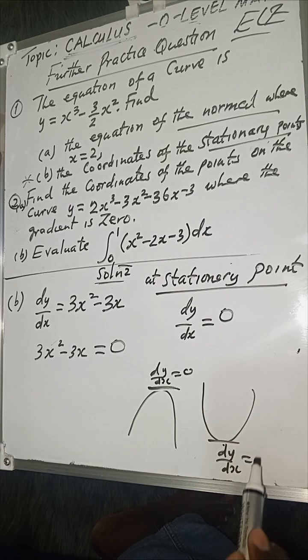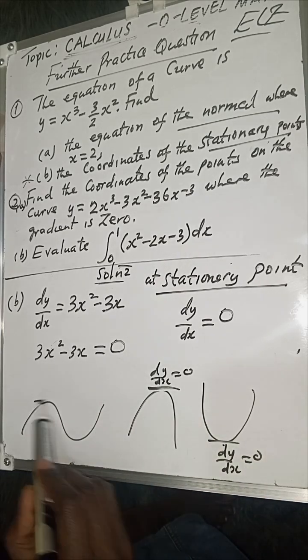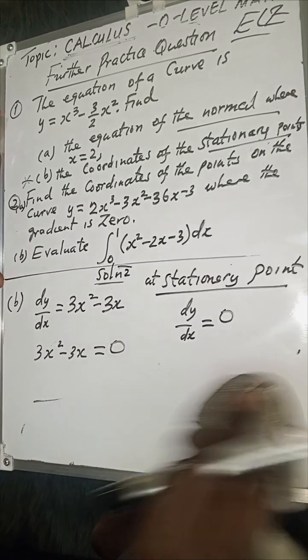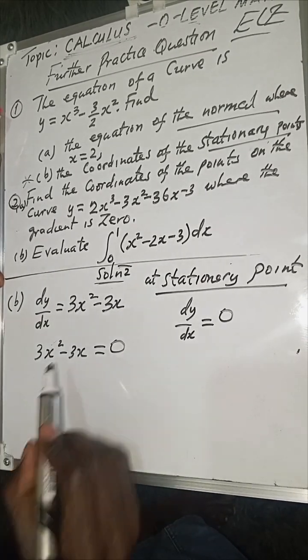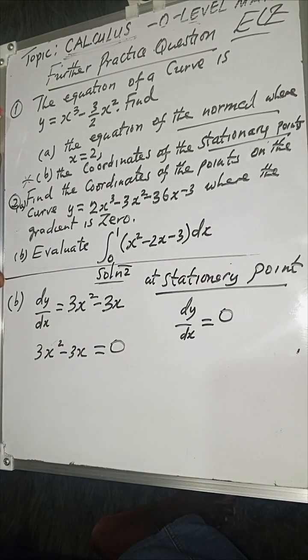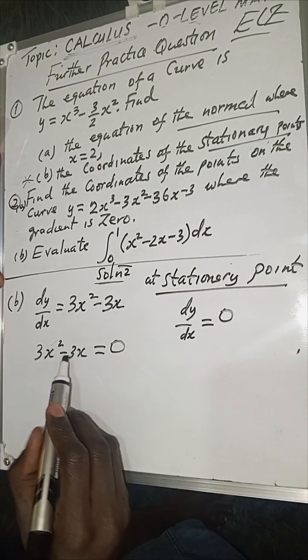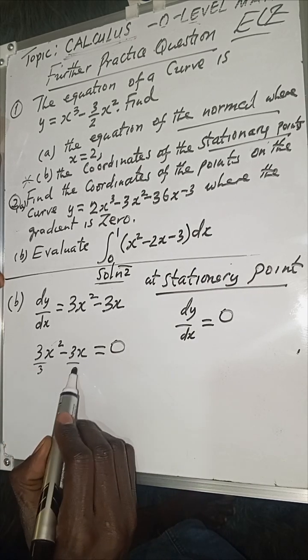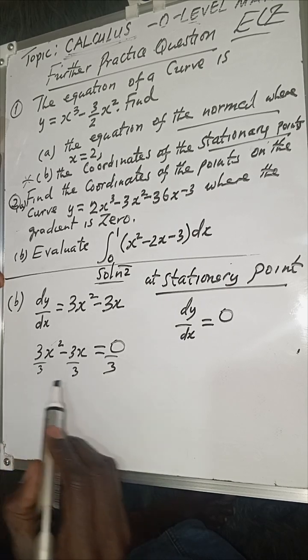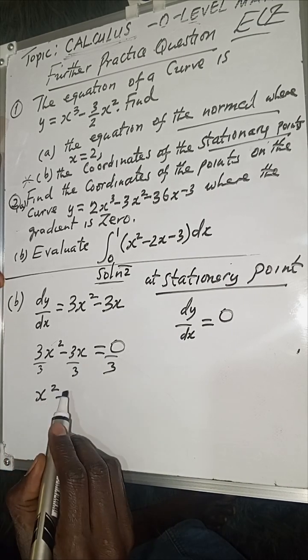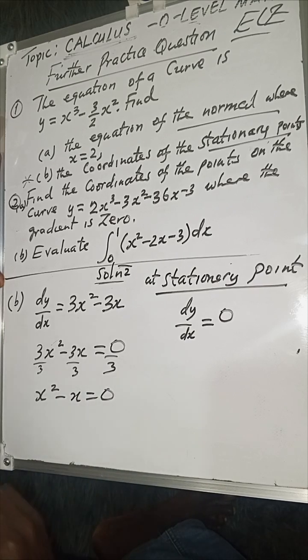Dy over dx is equal to 0. So whether you have that, those are what we call stationary points. Dy over dx is always 0. That is what you need to remember. So equate the gradient to 0 because at the stationary point, the gradient is always 0. We can divide through by 3 so that we reduce the expression there. So that is going to give me x squared minus x is equal to 0.